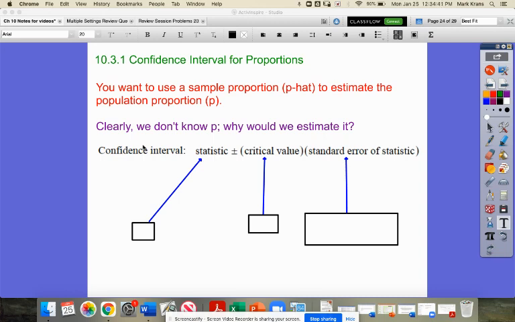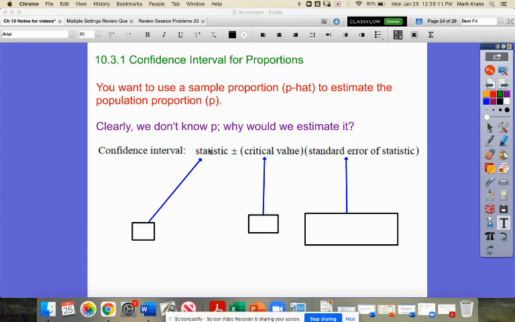We want to talk about confidence intervals for proportions. We were talking about means, where you're trying to approximate mu. Now we're looking at a sample proportion, p hat, to estimate rho, the population proportion. Clearly, we don't know rho, because otherwise, why would we bother estimating it? So there's not a sigma that we're worried about knowing or not knowing. We're just looking for rho, and we don't even have a rho to start with.